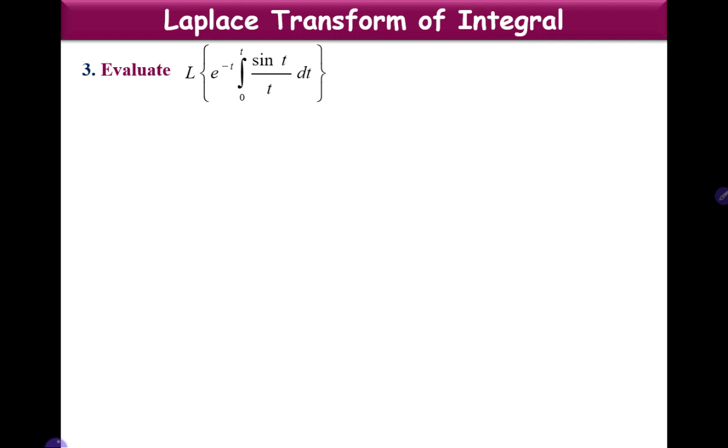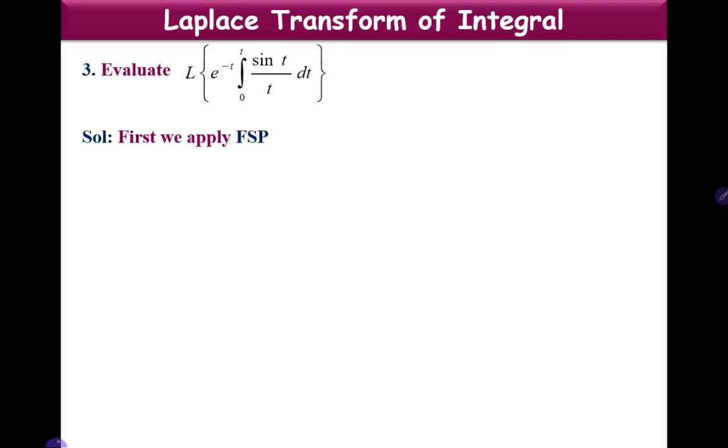Evaluate Laplace transform of e power minus t integral 0 to t sin t by t dt. So, looking at this function, can you identify the properties which we are supposed to apply here? Because we have e power at into f of t, we should apply the first shift property. And we have Laplace transform of an integral, so we have to apply the Laplace transform of integral formula. And inside the integral, we have sin t by t, that is, we need to apply L of f of t by t. So, totally here we apply 3 properties of Laplace transform.